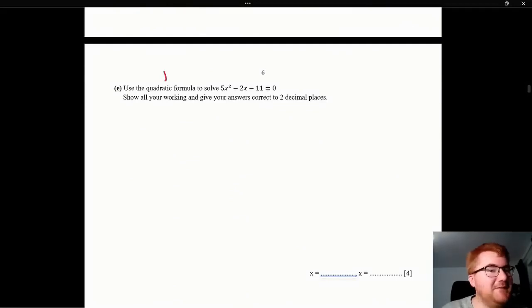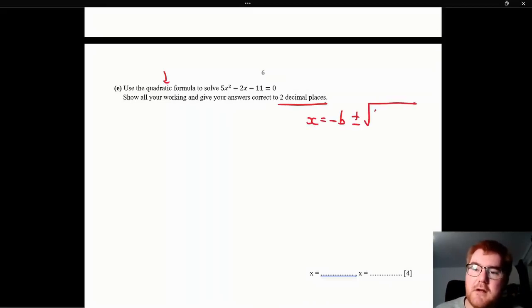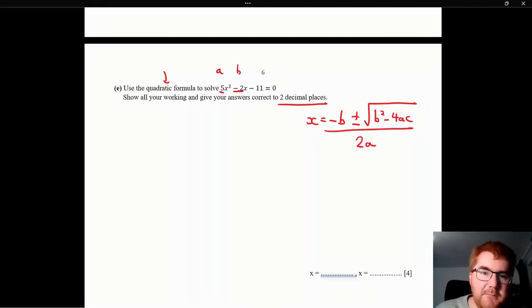Thanks for telling us in this question to solve 5x squared minus 2x minus 11 is 0. Again, giving the answer to 2 decimal places. Now, the quadratic formula is x equal to minus b plus minus the square root of b squared minus 4ac all over 2a, where this here is our a, this here is our b, and this here is our c. So let's substitute it in correctly.